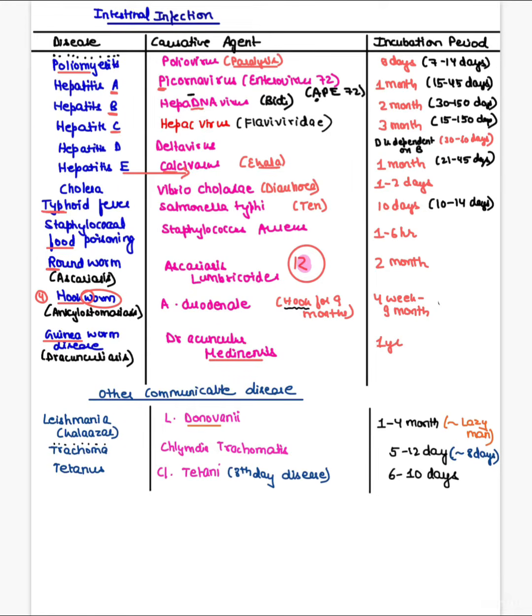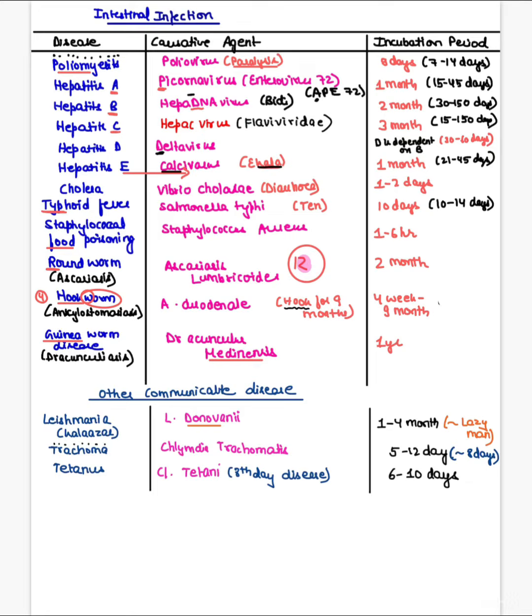Then coming on to hepatitis C, guys, caused by Hep C virus, that is the Flaviviridae family. Hepatitis D virus, guys, D for delta virus, and it is dependent on B virus for survival. Then hepatitis E, guys, E is calicivirus. Remember, Akela virus, Kal virus, Akela virus.